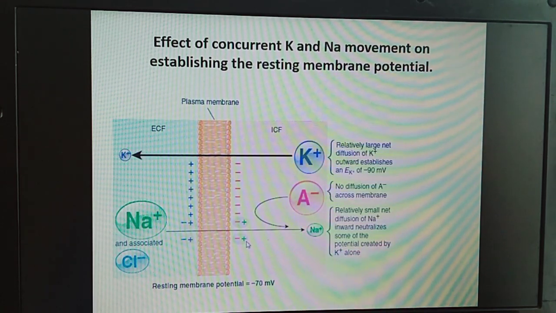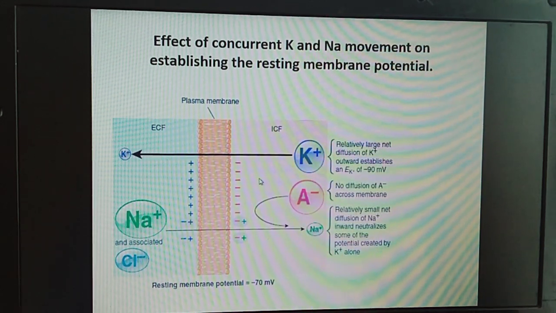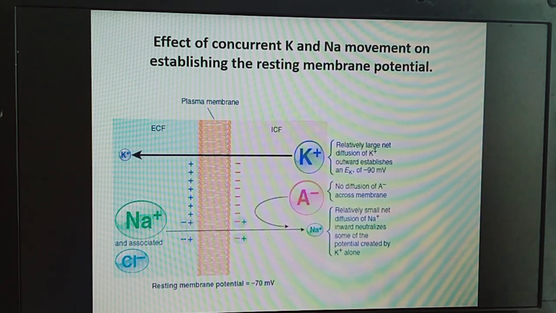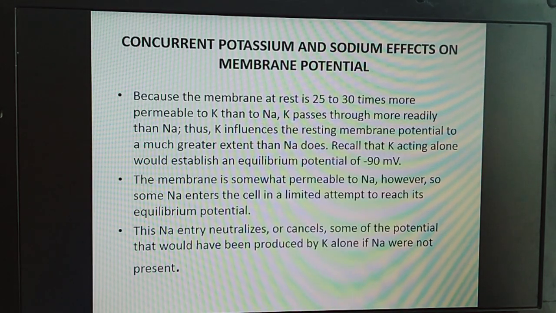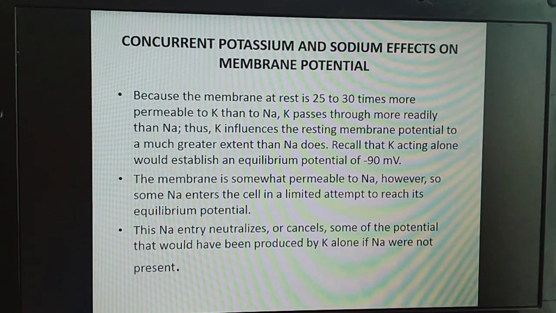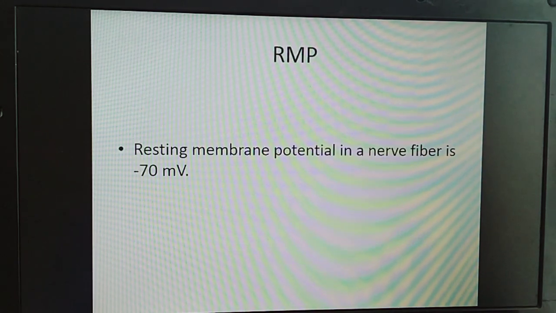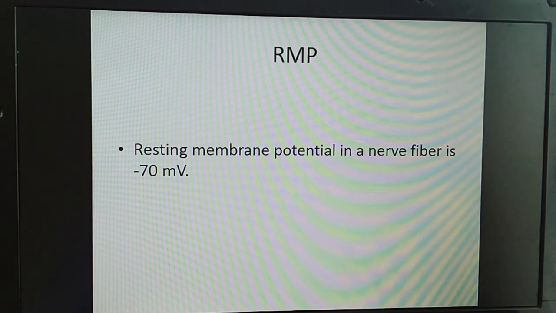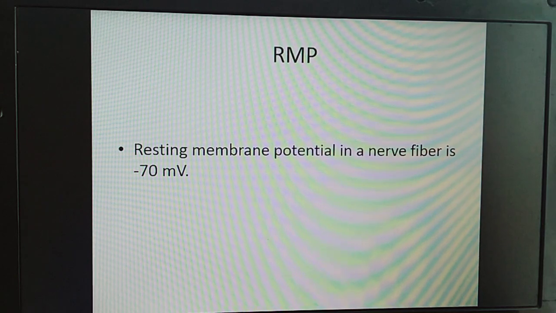So that basically causes slight neutralization of those negative charges, and hence the minus 90 millivolt, which would have been established by the potassium alone, has been slightly brought down towards the lesser negative, towards the minus 70 millivolt, by this movement of the sodium ions from the ECF to the ICF. So sodium entry neutralizes, or say cancels, some of the potential that would have been produced by potassium alone if sodium were not present, and hence basically the resting membrane potential in a nerve fiber is minus 70 millivolt and not that of the equilibrium potential of the potassium, which would be minus 90 millivolt.